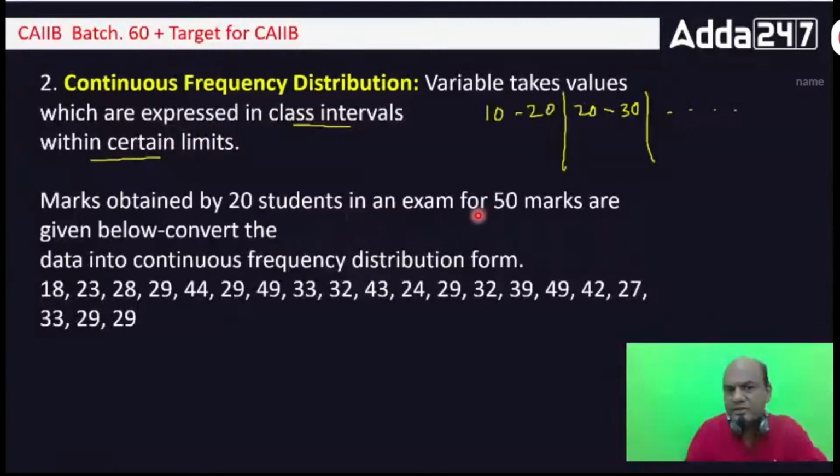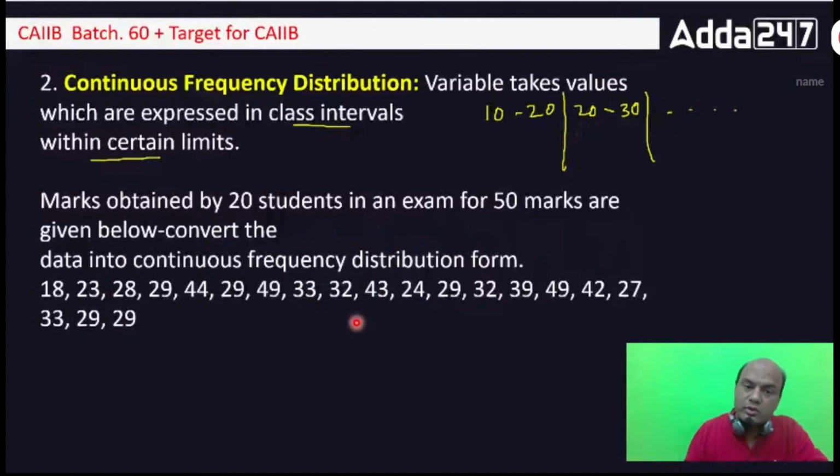Marks obtained by 20 students in an exam for 50 marks are given below. Convert the data into continuous frequency distribution. See here, they want continuous. Continuous means you will require 10 to 20, 20 to 30. This is just one example. It can be 0 to 5, 5 to 10, 10 to 15, 15 to 20, 20 to 25. I can take a width of 5 also. It can be 0 to 2, 2 to 4, 4 to 6. I can take any one which I want.